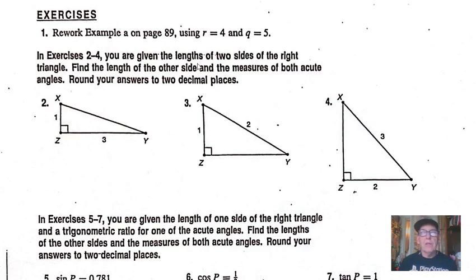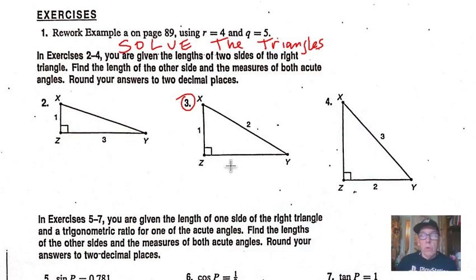Okay, so find the length of the other side and the measures of both acute angles. These problems basically have us solve the triangles, which means find all the parts. So for this one, we'll do number 3. And these others are similar. You need to at least do one more of these for practice.